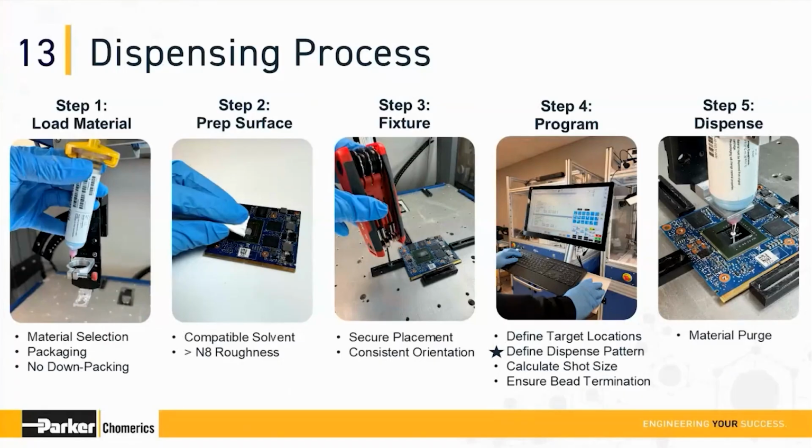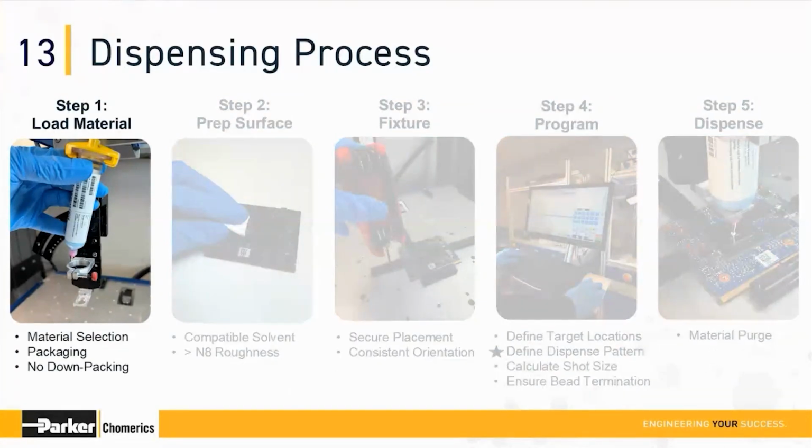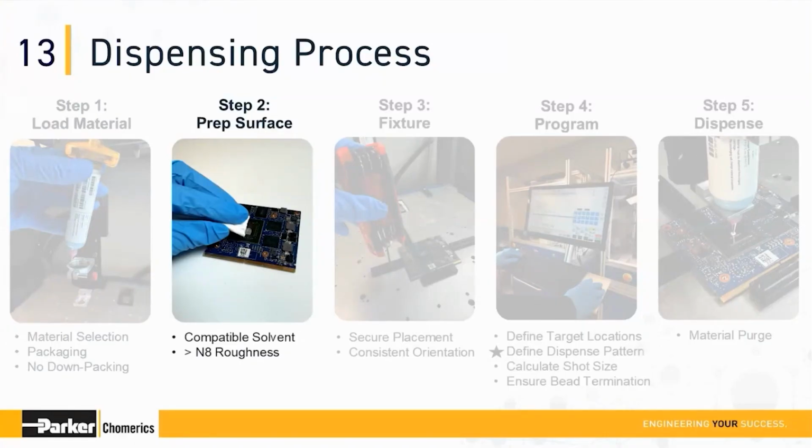Now that you have selected your equipment, it's time to start dispensing. The first step is to load the thermal material into the system. The loading process may vary depending on the type of dispensing equipment that is used, but it is crucial to use the original packaging of the material without transferring it to another container, as this could introduce air or alter the material's properties. Once the material is loaded, the next step is to prepare the surface of the component for the thermal material. We recommend using a chemically compatible solvent such as isopropyl alcohol or acetone to clean any debris or oils from the surface.